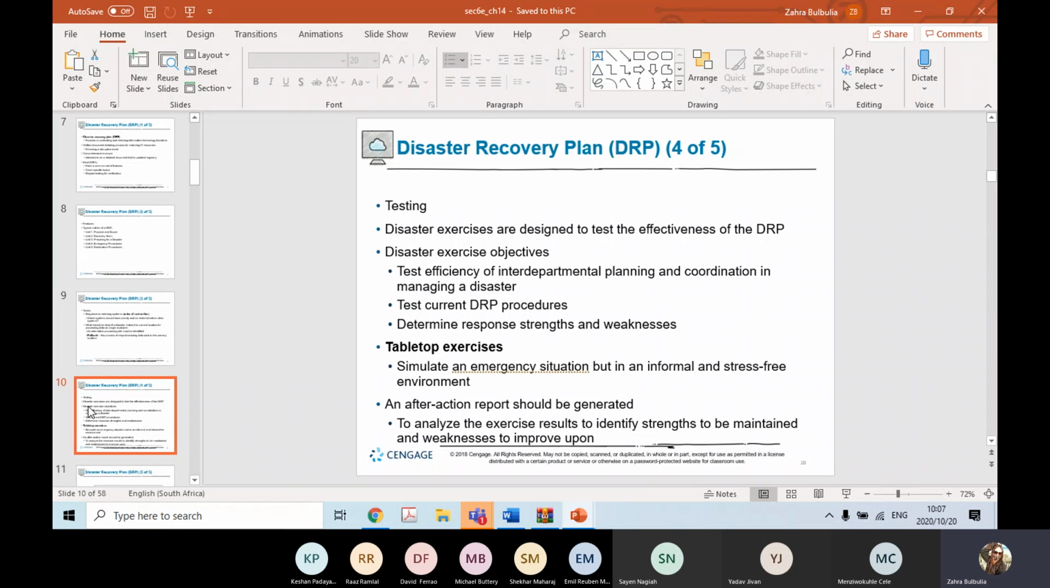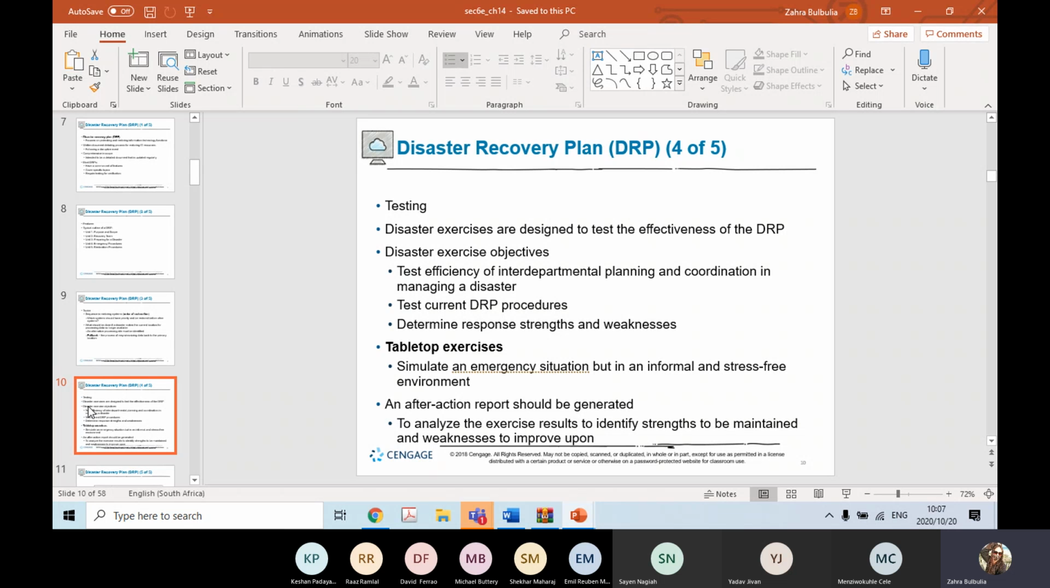So basically, in terms of your disaster recovery plan, you have to test. Disaster exercises are designed to test the effectiveness of the disaster recovery plan. You're testing the efficiency of it. You're testing the procedures and determining your response strengths and weaknesses.